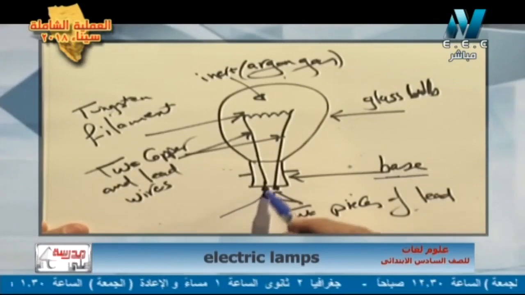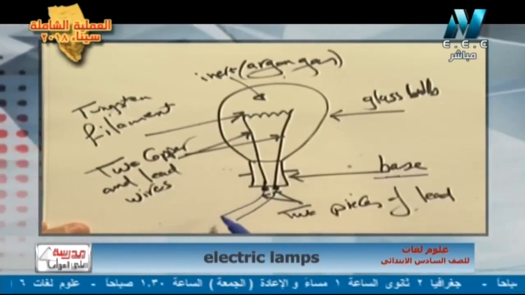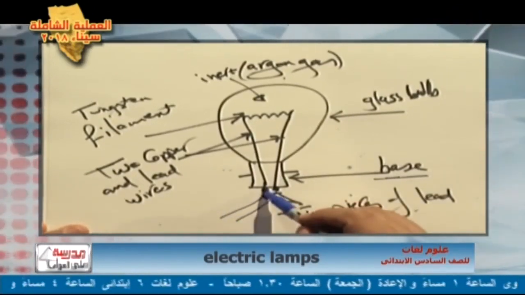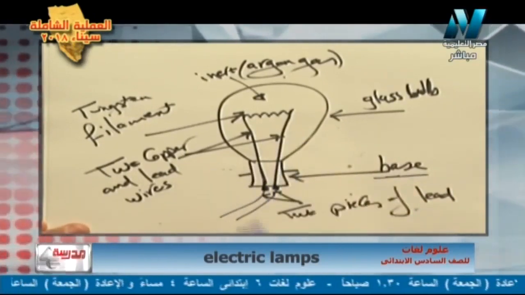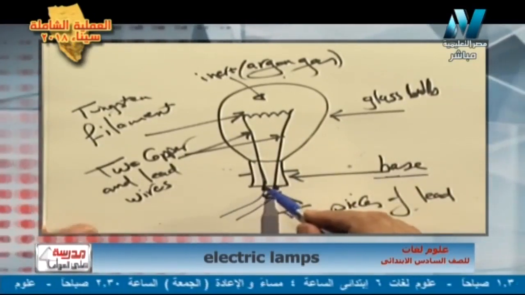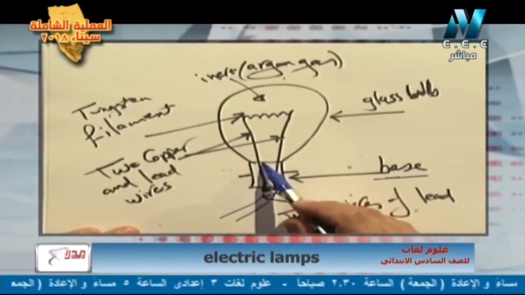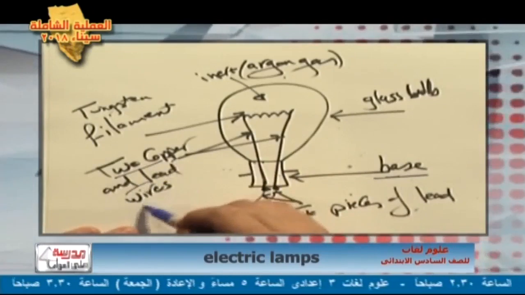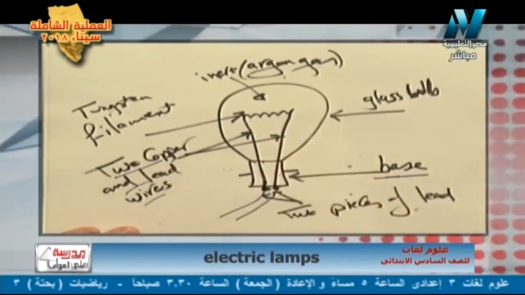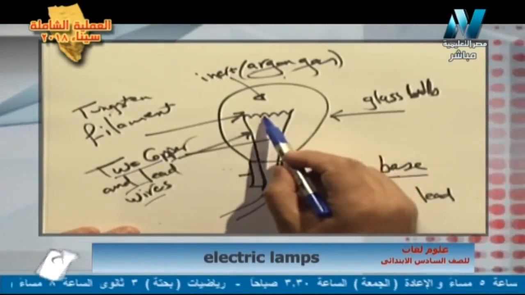التيار الكهربي جاي عن طريق two wires from the electric current source to the two copper and lead wires. يبقى two pieces of lead, they connect the electric current to the two copper and lead wires. And what about the two copper and lead wires? They connect electricity to the tungsten. هما اللي وصلوا الكهرباء للتungsten filament.